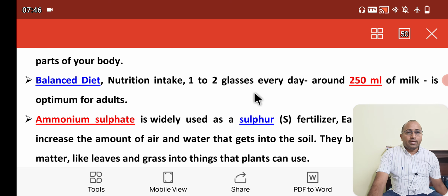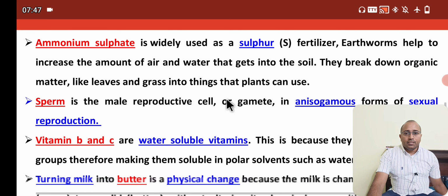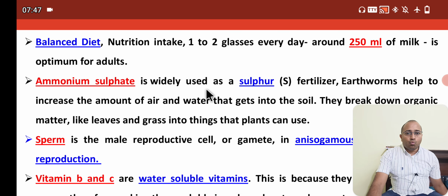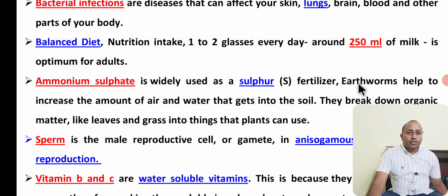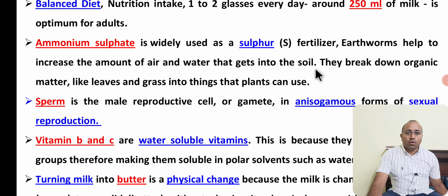Normally for a balanced diet, adults must take in 250 ml of milk every day, which will be in a balanced diet, guys. You know about ammonium sulfate: it is widely used as a sulfur fertilizer. Earthworms help to increase the amount of air and water that gets into the soil. They break down organic matter, leaves and grass into things that plants can use. So ammonium sulfate is normally used like this, and it is the best one actually.